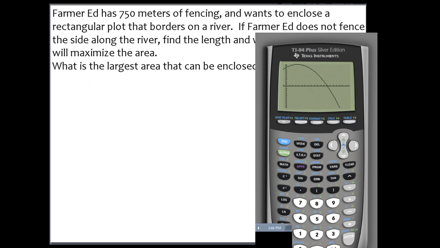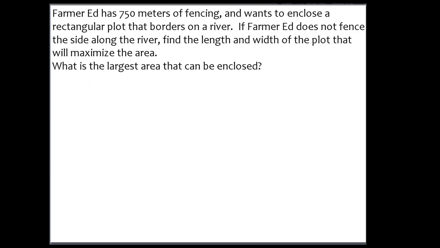One last problem to look at. This is a nice standard problem here. It says Farmer Ed has 750 meters of fencing, and he wants to enclose a rectangular plot that borders on a river. If Farmer Ed does not fence the side along the river, find the length and width of the plot that will maximize the area.